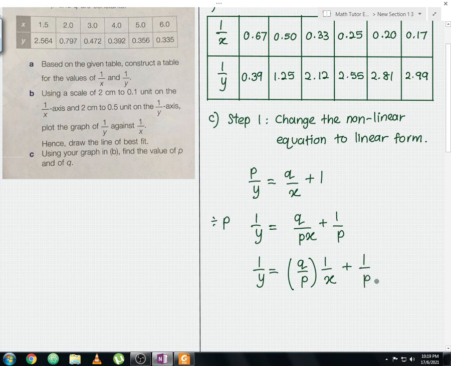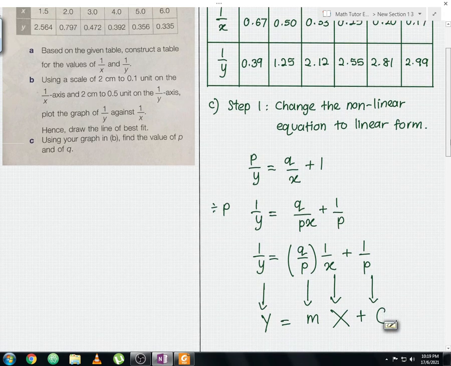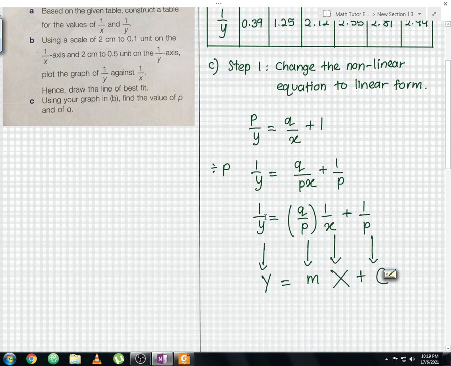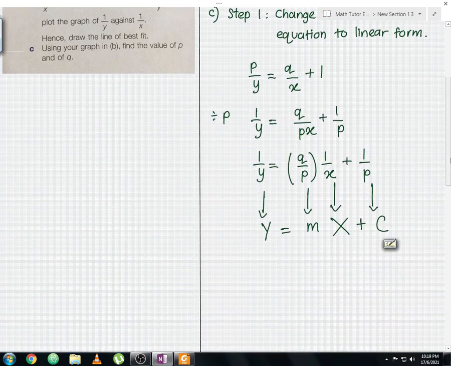As you can see here, we have already formed the y equals mx plus c form. In this case 1 over y is the y-axis, q over p will be the gradient of the straight line, 1 over x will act as the x-axis, and 1 over p will be the y-intercept. So this is our first step, guys. Once we have the equation in linear form, let us proceed to the second step.